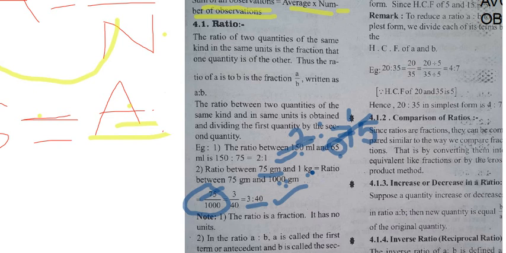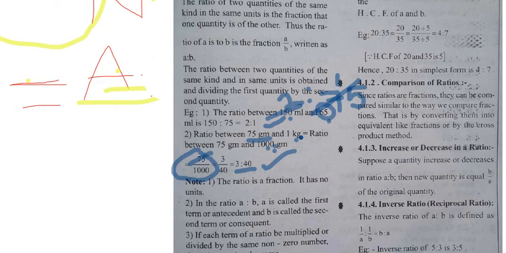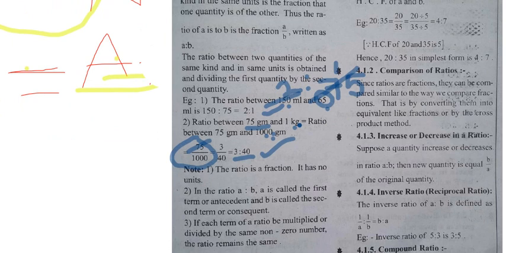And this is the ratio. The ratio is a fraction. Absolutely, it has no units. Yes, what I explained is correct. It has no units. This is what is important. And in the ratio A is to B, the first term is A, the second term is B, and this first term is called antecedent, and the second term is called consequent.